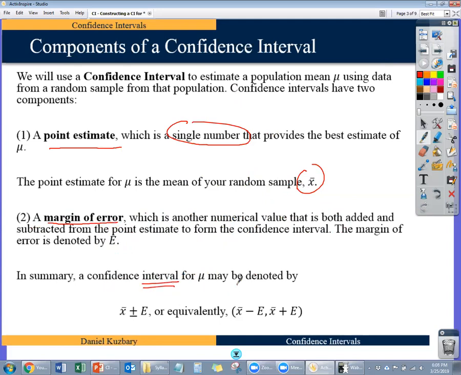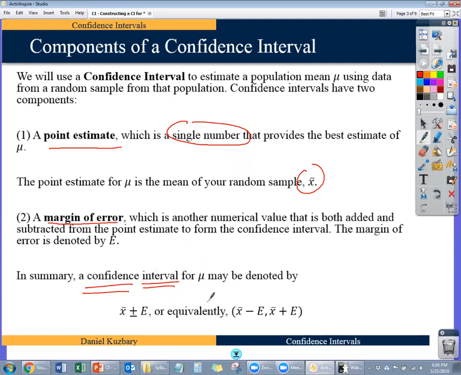I'll say it again. Statisticians don't like just throwing out one number and saying, that's it. We would rather come up with what's called an interval, which is a range of numbers, and say, well, we're pretty confident that the true mean is between this number and that number. So these are two ways to denote an interval. Your point estimate's in the middle, and you add and subtract E. So that's one way to represent a confidence interval. You could say it's this number plus or minus the margin of error.